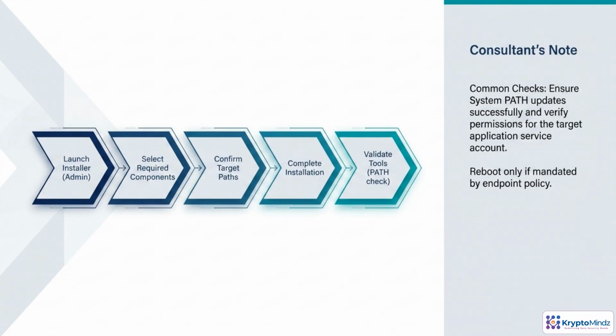On Windows, treat Luna Client installation as a controlled, minimal setup. Run the installer as an administrator so it can update system paths and services. Select only the components your applications truly need. Confirm the install directory and verify that the system path now includes the Luna command line tools. Then log in as the application service account and check that it can run those tools without errors. Reboot only if the installer or your endpoint policies require it.